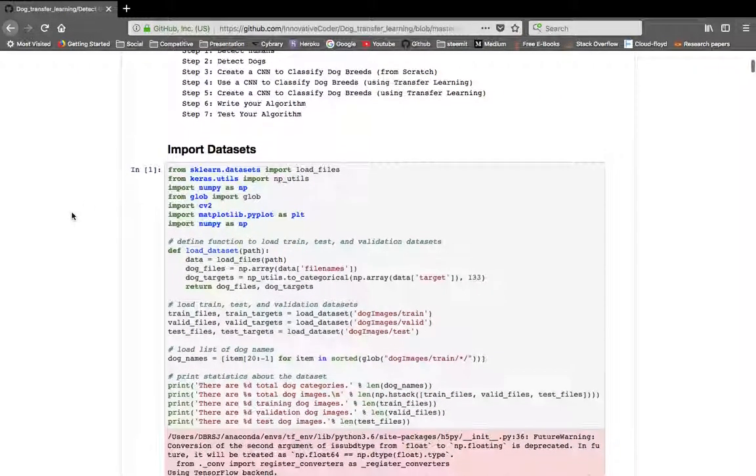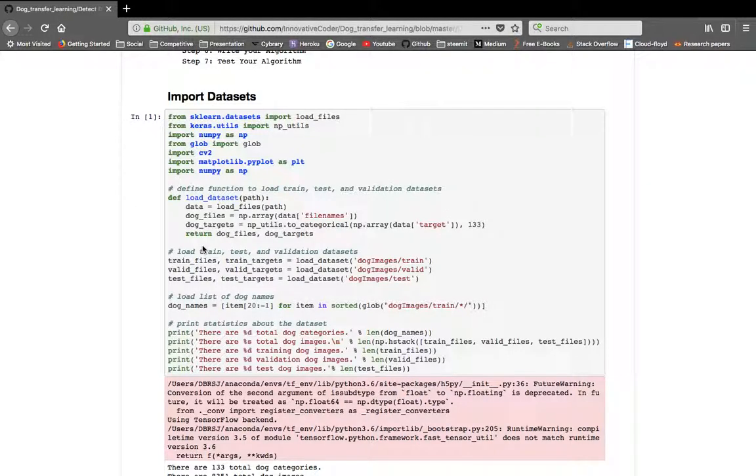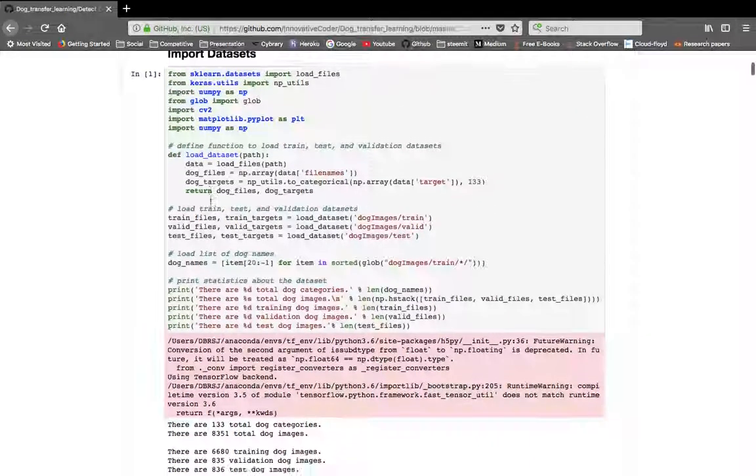Firstly we are importing the dataset. SQL datasets we are using to load the file. Then Keras, which is a popular machine learning framework. There are three most popular frameworks: Keras, Theano, TensorFlow, and PyTorch also, and Caffe and all of that stuff. I'm using Keras, which is quite easy to understand. Then NumPy, which is the basic library of machine learning. Glob, cv2, OpenCV, matplotlib to plot the images and graphs. And then I don't know why I'm again importing NumPy, so that's okay.